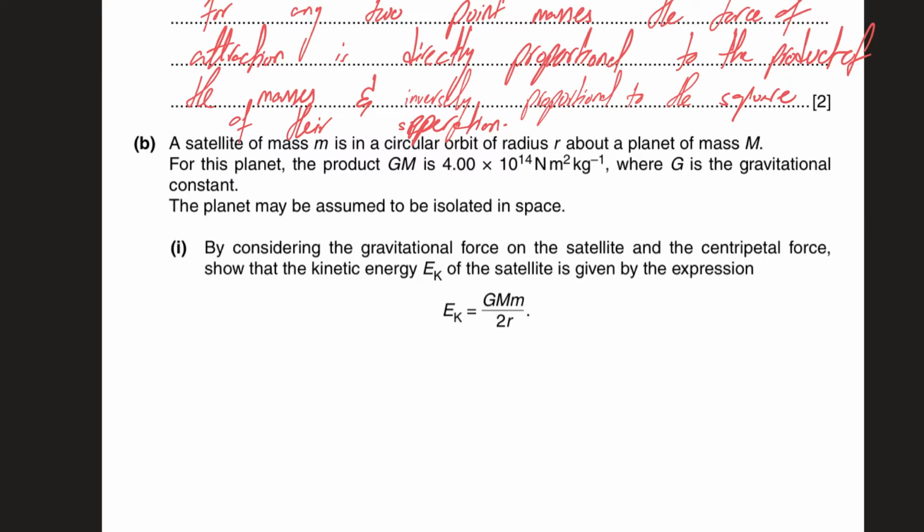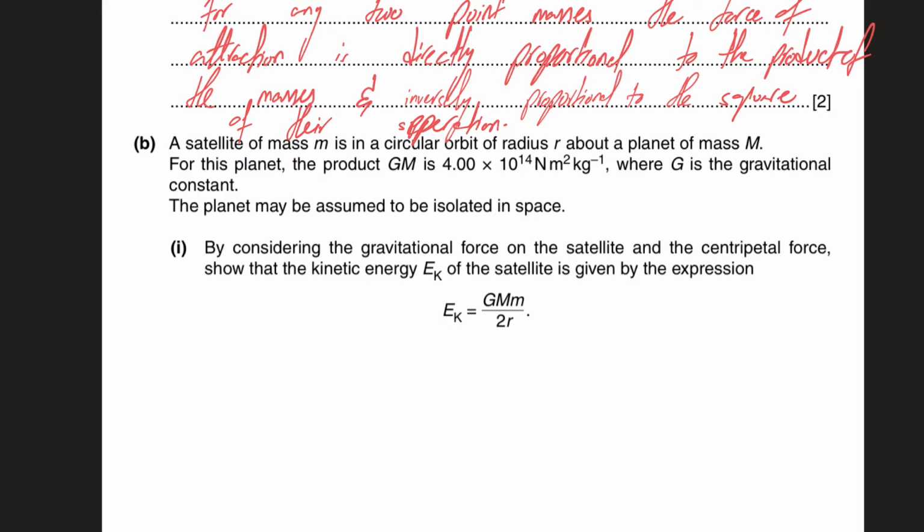Part B of the question says a satellite of mass m is in a circular orbit of radius r about a planet of mass M. So we've got a central planet M, and there's a satellite that goes around that planet. For this planet, the product of GM is 4.0 into 10 to the power 14 Newton meter square per kilogram, where G is the gravitational constant. The planet may be assumed to be isolated in space. By considering the gravitational force on the satellite and the centripetal force, show that the kinetic energy Ek of the satellite is given by the expression.